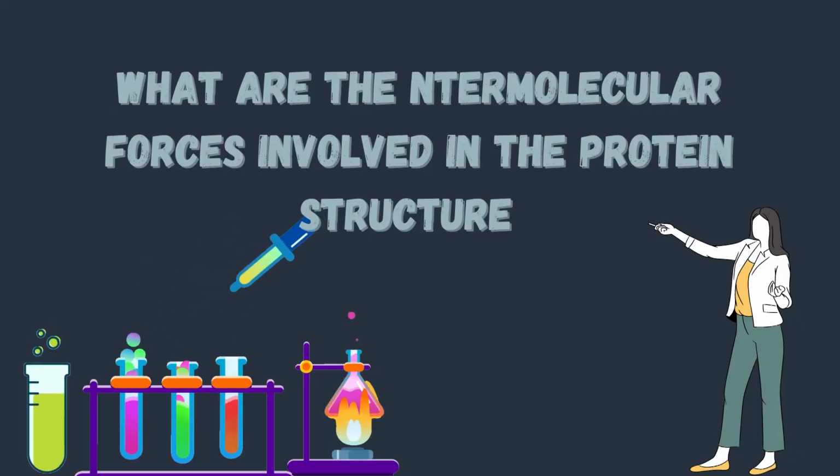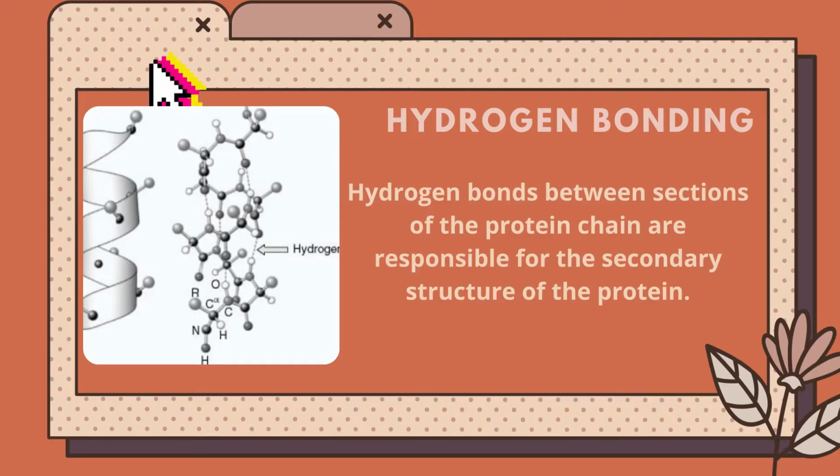What are the intermolecular forces involved in protein structure? We have six major intermolecular forces that are involved in this process. First, we have hydrogen bonding. It is a bond between sections of protein chains that is responsible for the secondary structure of proteins. Hydrogen bonding is very important in protein structure because it stabilizes the secondary, tertiary, and quaternary structure of proteins, which are formed by alpha helices, beta sheets, turns, and loops.